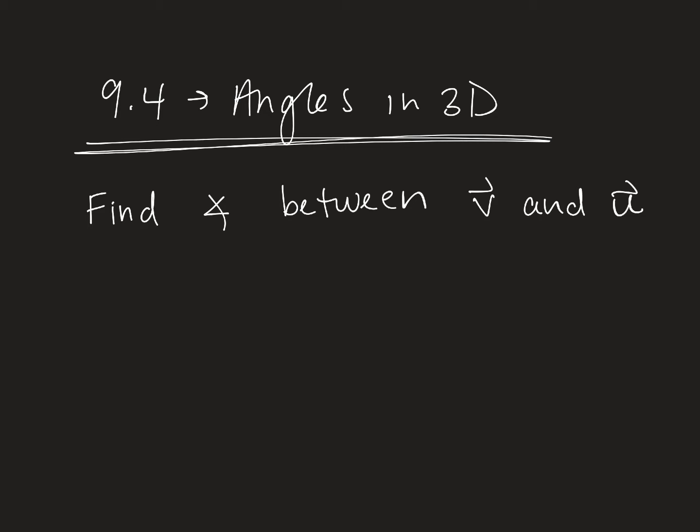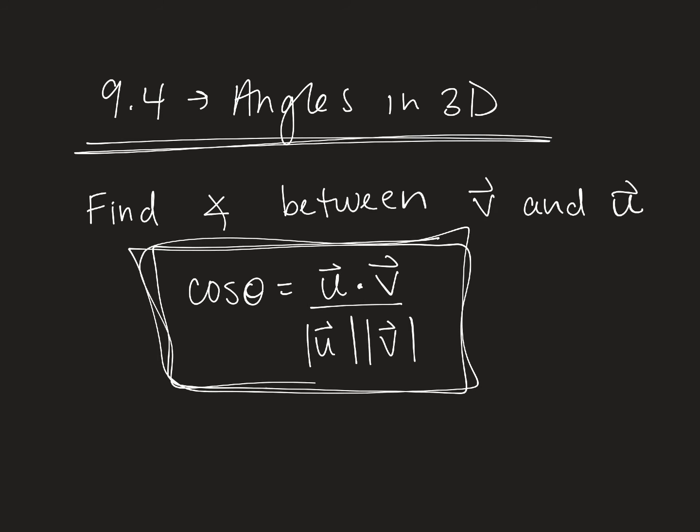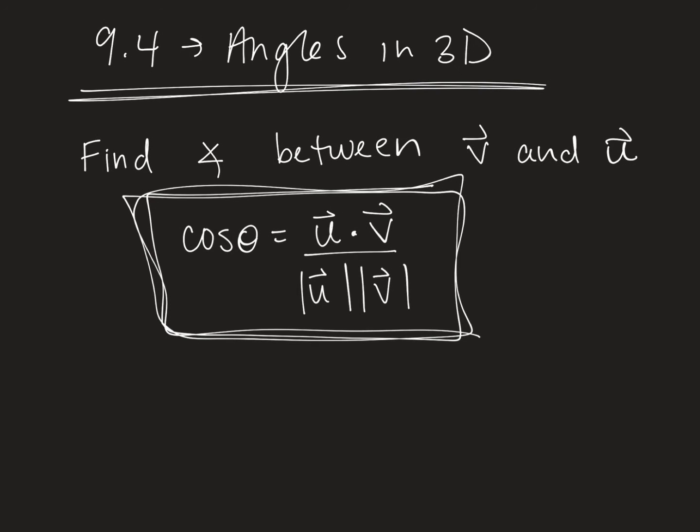So you use the same formula, you just have an extra component when you're working in 3D, but it's still just cosine of theta is equal to u dot v divided by the magnitude of u times the magnitude of v. Okay, we are still using this exact same thing in 2D or 3D. And we're going to use that to find the direction angles, which I think was what people were confused about.